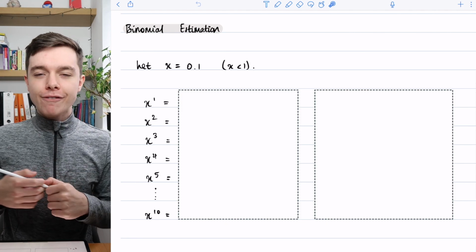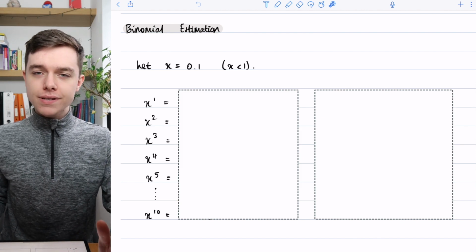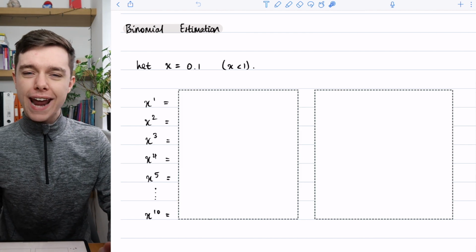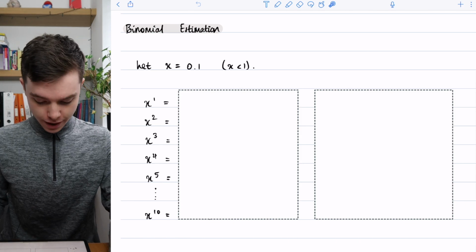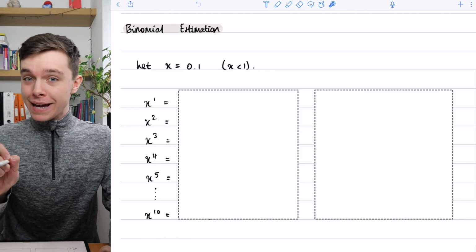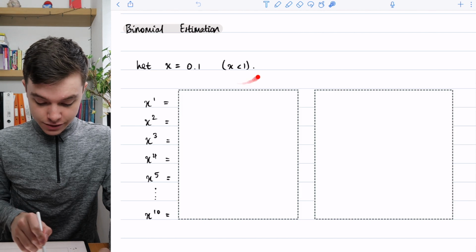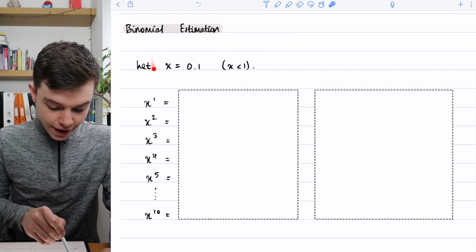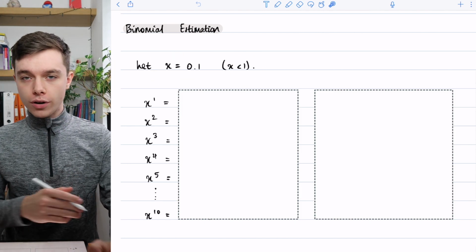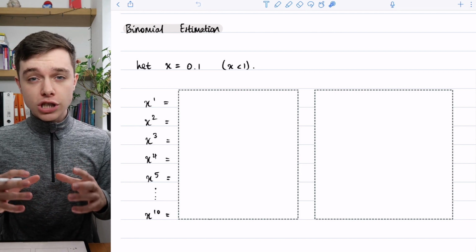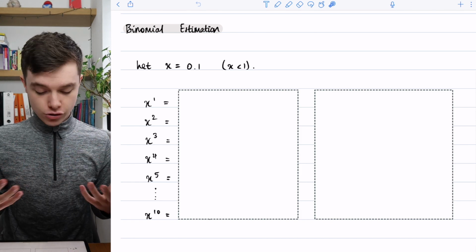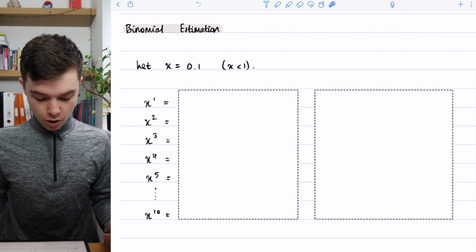On the screen I have a value for x. Now this estimation is only going to work when x is less than 1. So it also can't be equal to 1, it has to be less than 1. And we have here the x value of 0.1. I've taken that x value just to use it as an example. That is just an x value that is less than 1.